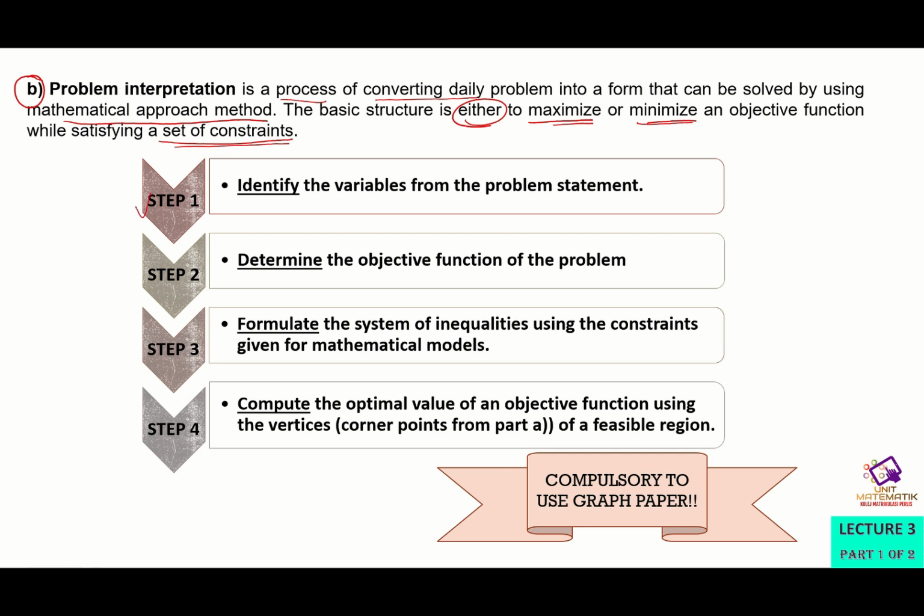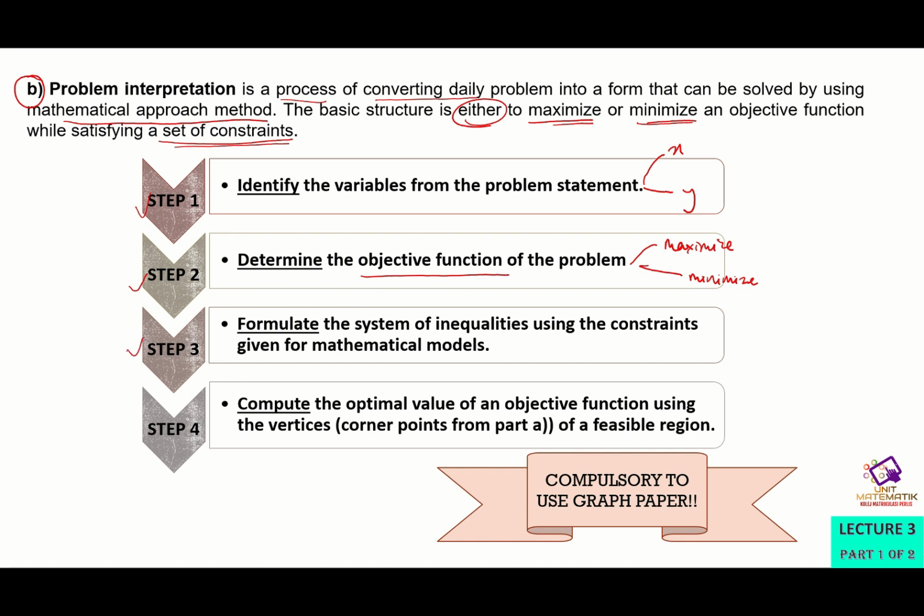The first step, where we need to identify the variables from the problem statement. So it is either the x or the y. So you need to identify from the problem statement what is x and what is y. Then for the second step, where we need to determine the objective function of the problem. The hint or the clue for the objective function is either maximize or minimize. Okay. So when you see the word maximizing or minimizing, it means that it is the objective function.